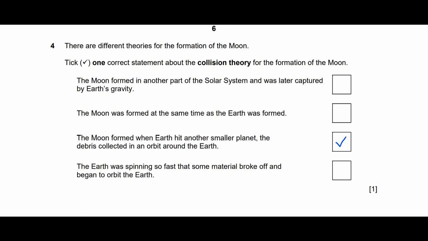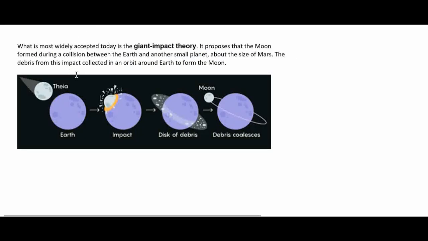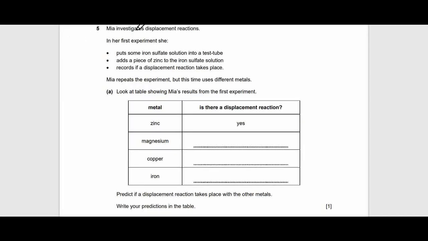Here's the explanation. The most accepted theory is the giant impact or collision theory, that something hit the Earth, and as a result of the impact, debris collected and solidified and became the moon. That will be the explanation for the answer. Next. In question 5, Mia investigates displacement reaction.